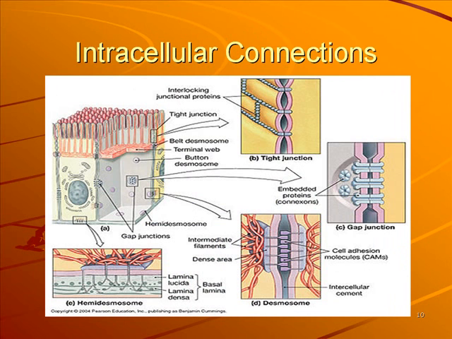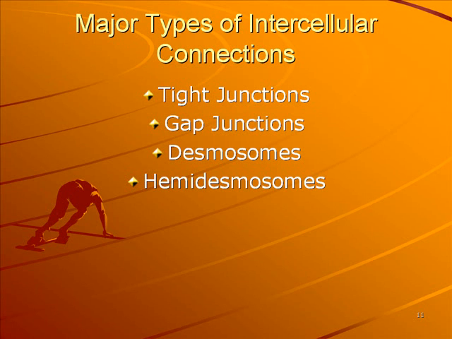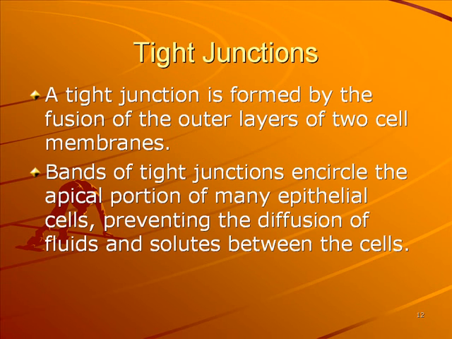Now, cells have to be connected. If we think about the epithelium of our skin, this is not one continuous cell. These are millions of cells that are stuck together quite tightly by intercellular connections. You need to be familiar with the intercellular connections. They are tight junctions, gap junctions, desmosomes, and hemidesmosomes, all of which connect these epithelial cells a little bit differently, but the function of all of these connections is to hold each individual cell together. Tight junctions are formed by the fusion of outer layers of two cell membranes.